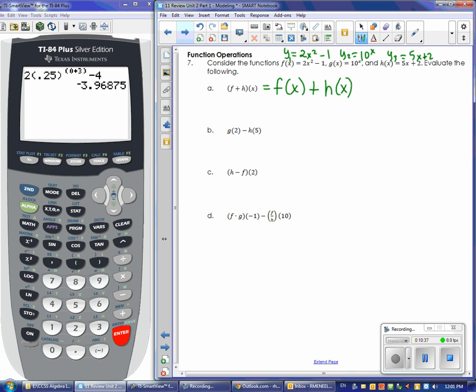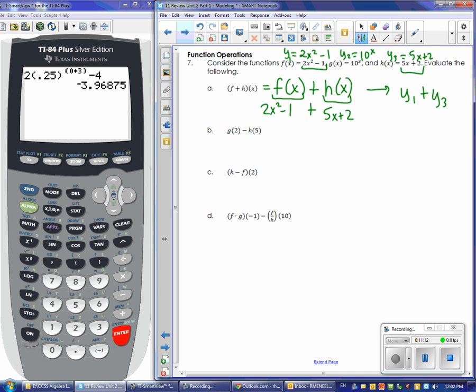Or if I wanted to use my y1 and y3, that's the same thing as me adding y1 plus y3, if you want to look at it that way, if that's easier. But you do really need to understand function notation in this course and beyond, because most higher maths refer to function notation. When you're adding, I'm essentially going to take a look at my f function, which is 2x squared minus 1. And I'm adding that to my h function. Well, my h function is just 5x plus 2.